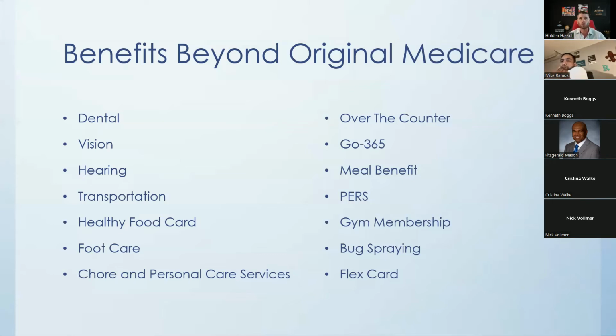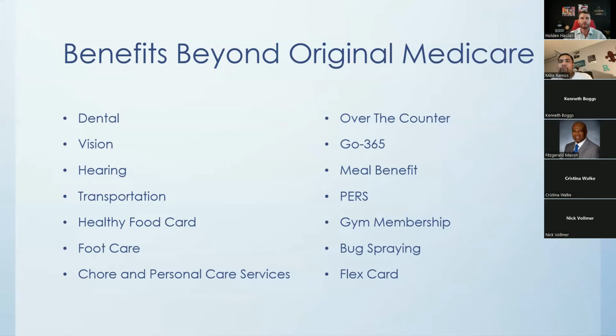That's amazing. Chore and personal care services. That's literally exactly what it sounds like. Someone comes to the house and helps them clean. Over-the-counter items, if you haven't seen that, that is exactly what it is. Anything that you see in the pharmacy aisle, those 6 to 8 aisles at Walmart, is indeed covered right over there.